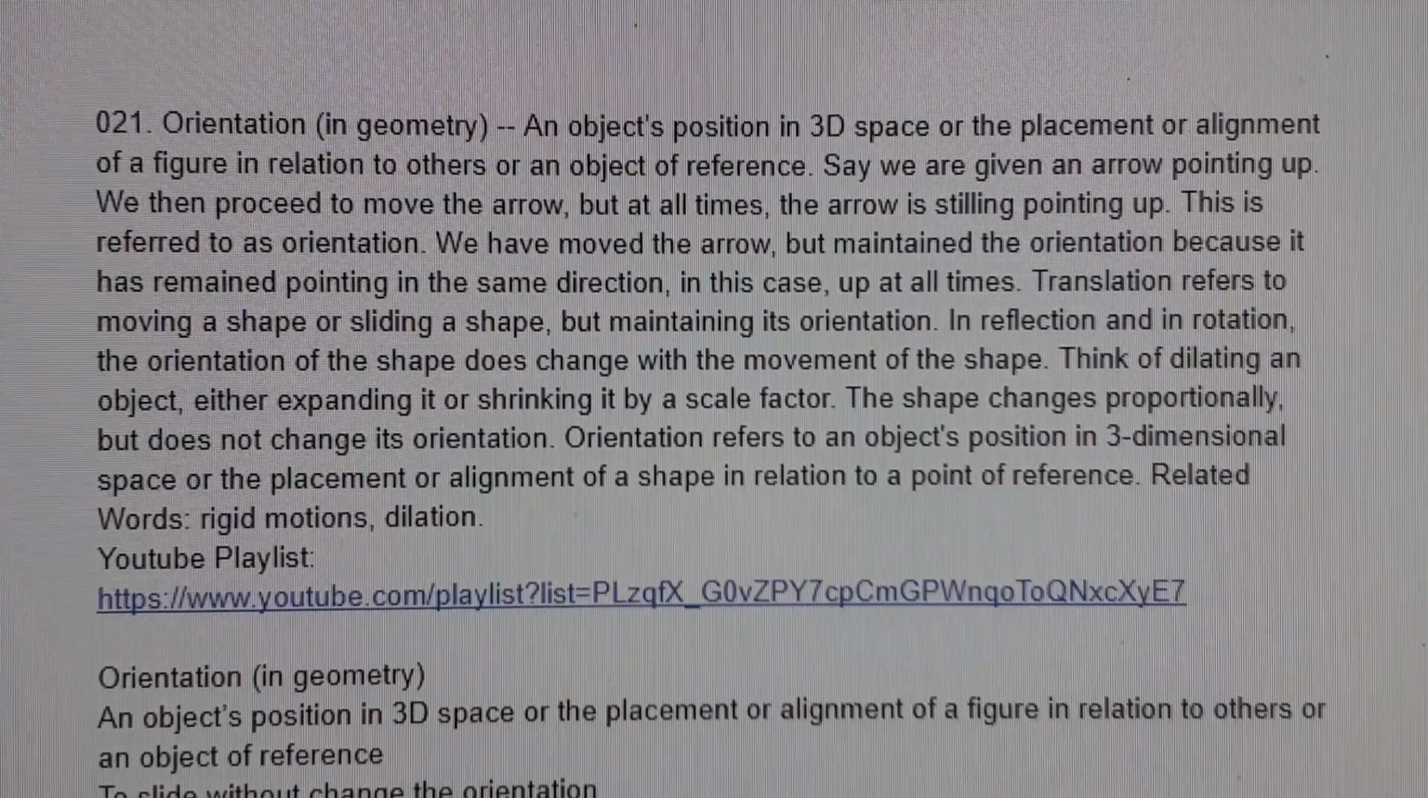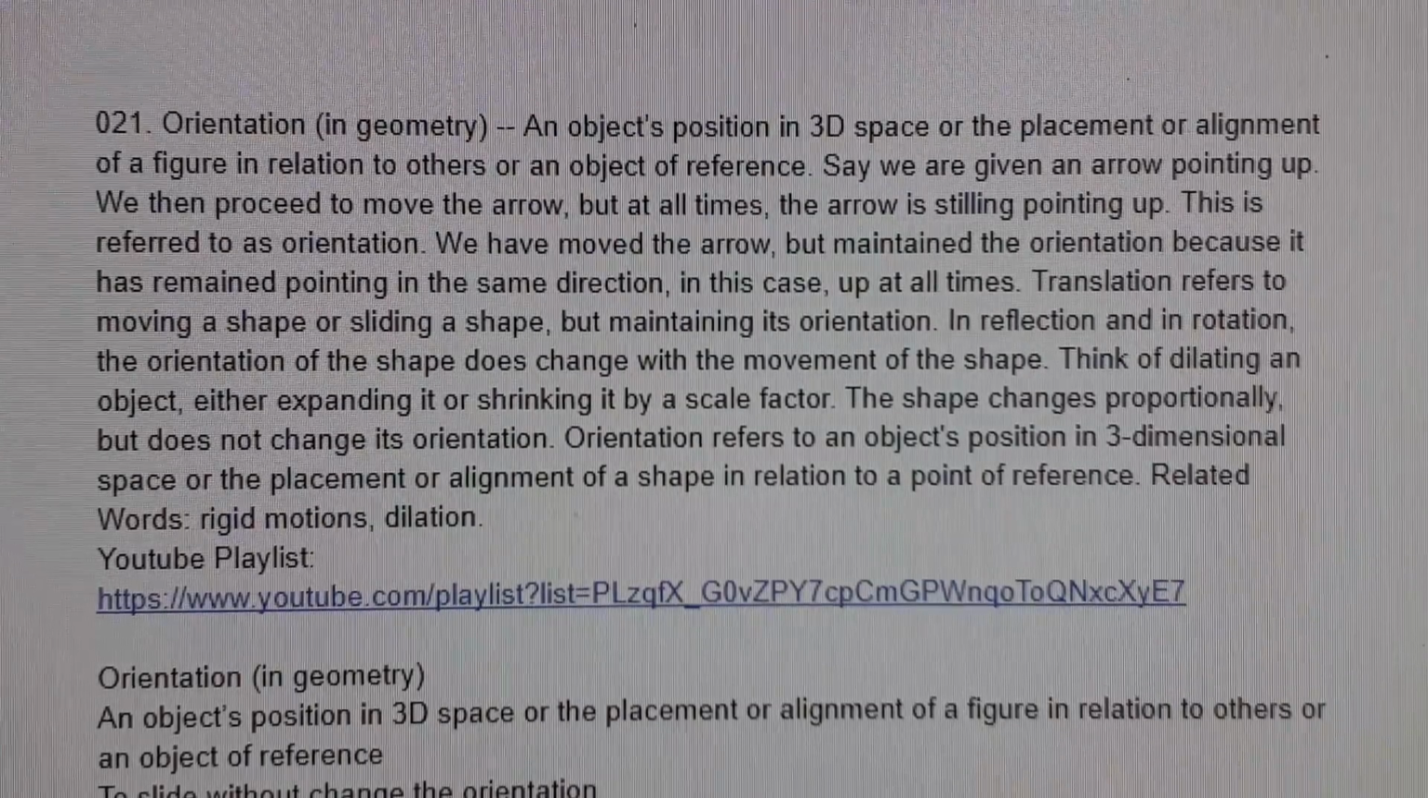Orientation (in geometry). An object's position in 3D space, or the placement or alignment of a figure in relation to others or an object of reference. Say we are given an arrow pointing up.